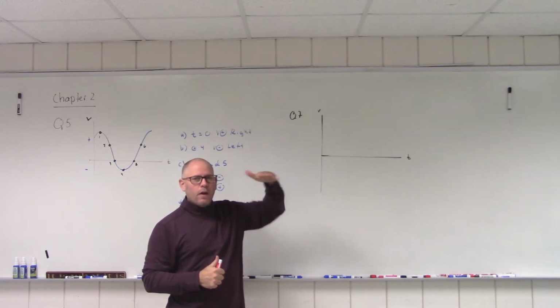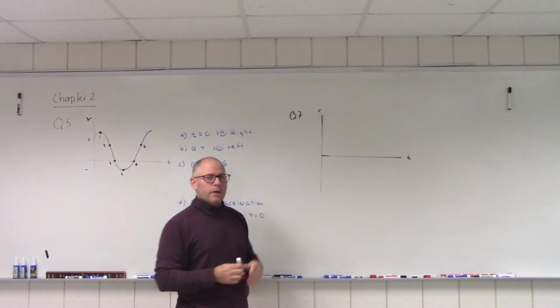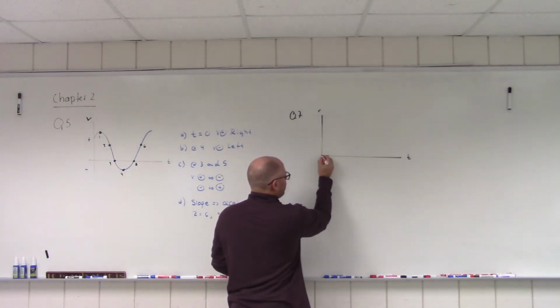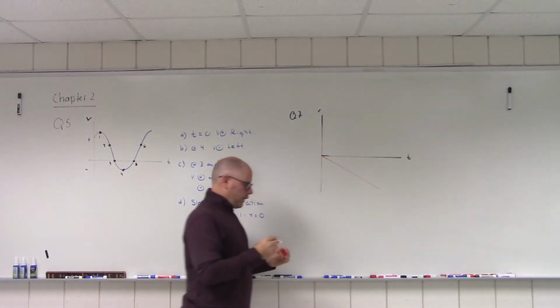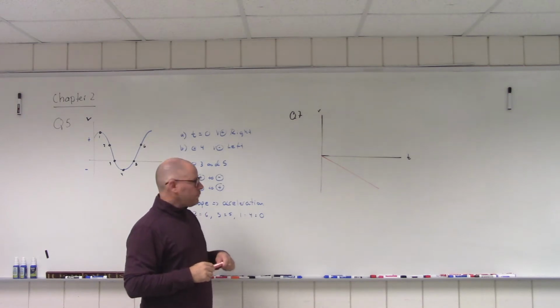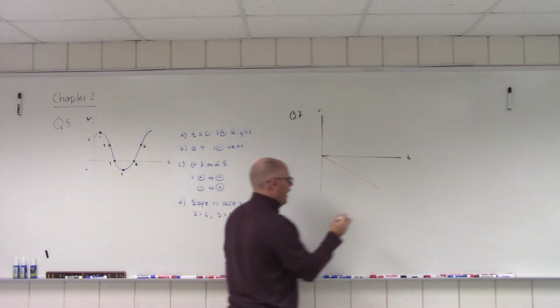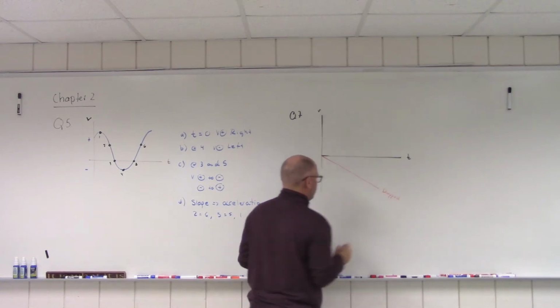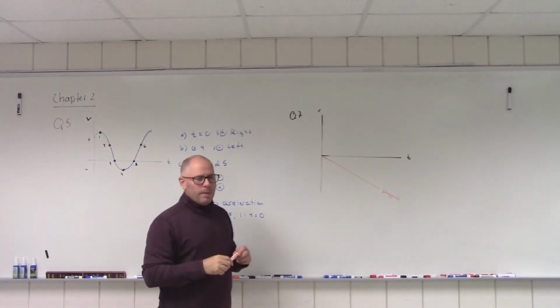So as you fall, you speed up. But if you're dropped, your initial velocity is 0. So I think for the dropped egg, it should look like that. So this is the egg that's dropped. Okay. What about the thrown egg?